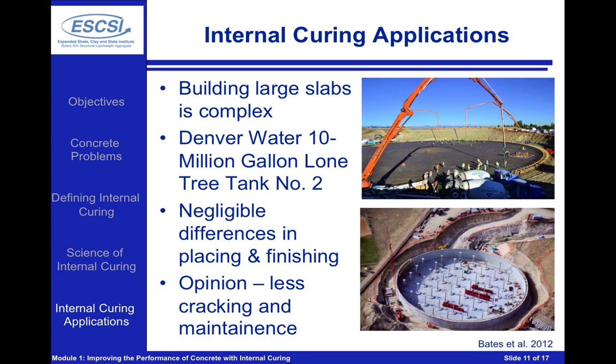In addition to the work in New York, we've seen that large slabs are being built in the Denver area for some water tanks, and what they were able to observe is that internal curing gave them less cracking, which they believe would lead to lower maintenance costs down the road. The differences between the conventional and internally cured concretes during placement were relatively minimal. And this essentially had them moving from conventional concretes to internally cured concrete so that they could reduce the potential for cracking.